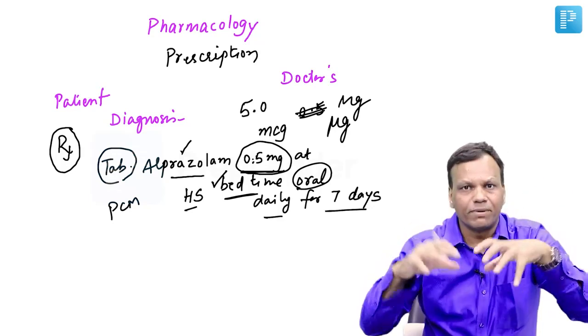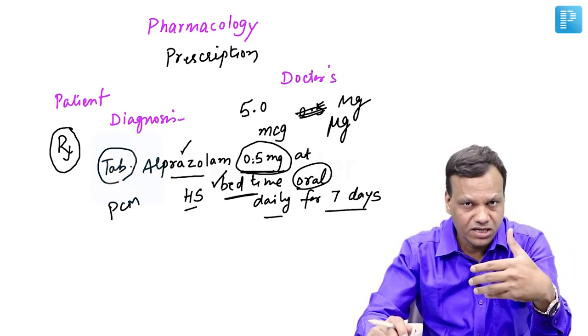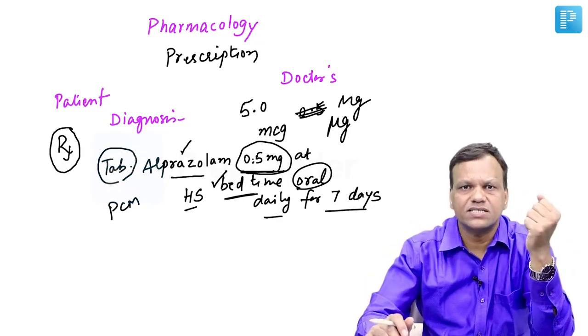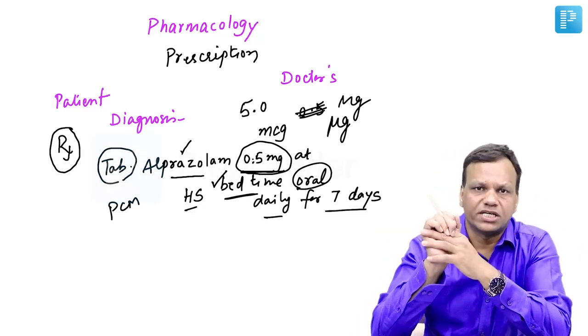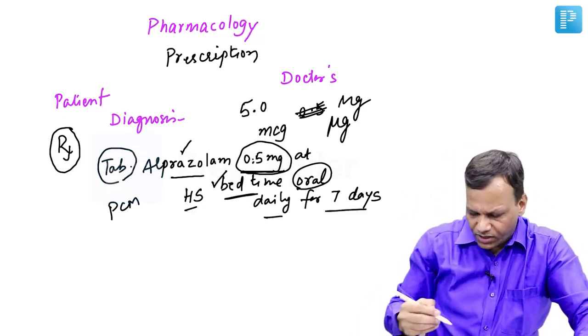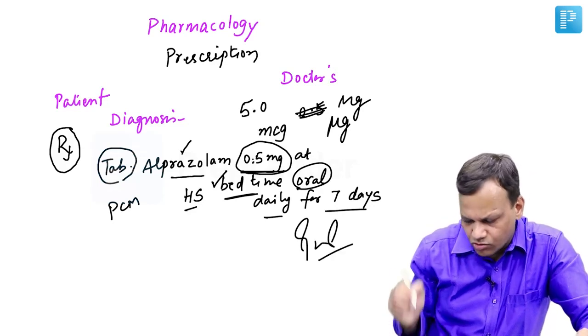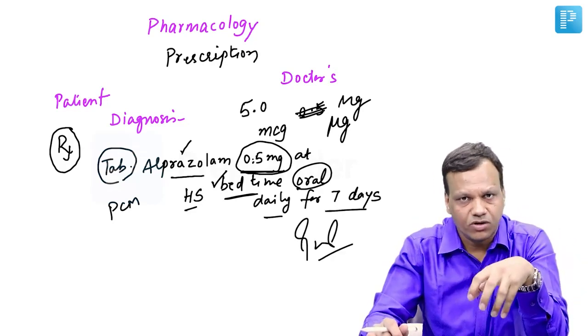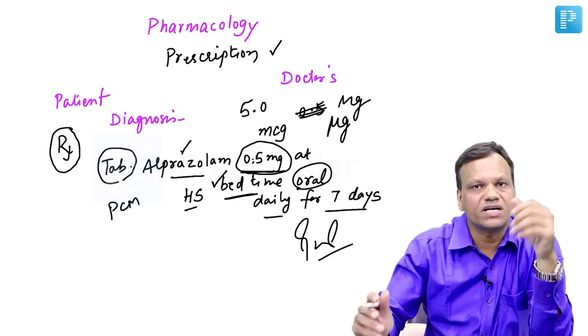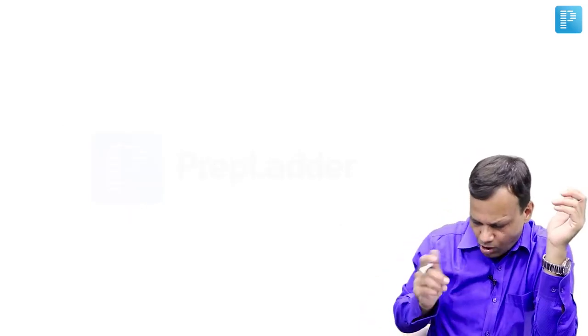So that becomes the complete prescription, including inscription, which is the direction to pharmacist, and this also includes subscription, which is direction to the patient how to take the drug. Then comes the signature of the doctor, which is called as initials. Clear? So that is the important things about the prescription. Okay, so that is important. Nowadays questions are being asked on prescription. So now we will go to the pharmacology as such.